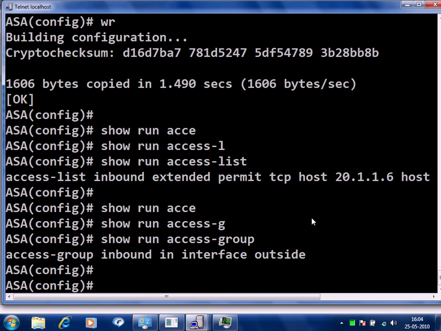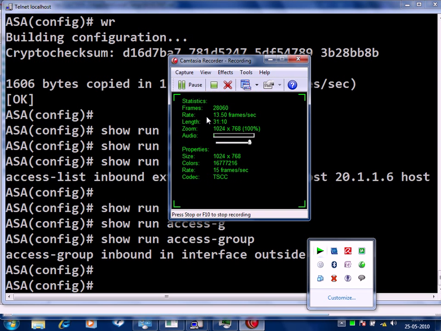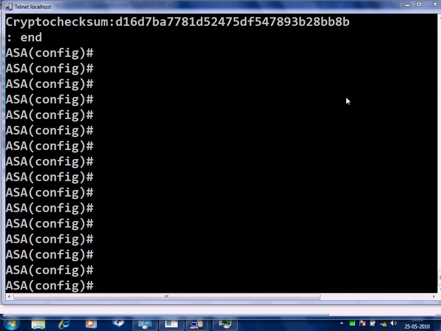Otherwise, let me pause and explain this. Same security level permit inter-interface or intra-interface: when you permit same security level inter-interface or intra-interface communication, the inbound ACL on both interfaces will be bypassed. For the rest of the traffic, that ACL is still in operation as well. Okay.